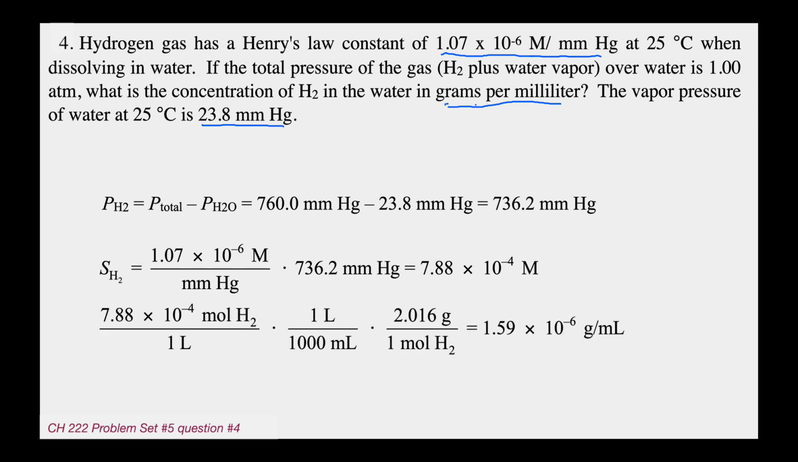So 7.88 times 10 to the minus 4 is how many moles of H2 there are per liter. The first thing, you can get rid of the liters by dividing by 1,000. A mole of H2 on the periodic table is 2.016 grams. This comes out to be 1.59 times 10 to the minus 6 grams per milliliter. So every milliliter of this water should have 1.59 times 10 to the minus 6 grams. Not too hard to do. Pretty cool. Remember to subtract the water vapor from the total pressure if you're dealing with a gas over water. But otherwise, I think this stuff is pretty straightforward.